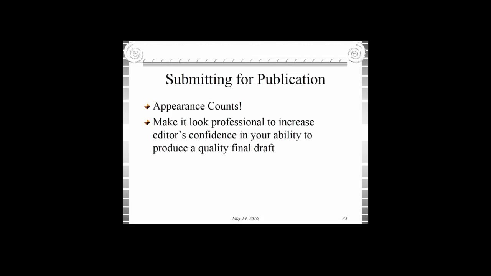So, submitting for publication, well, I've kind of covered this, but appearance counts. Make it look neat and professional, because that increases our confidence that you will produce a good draft.